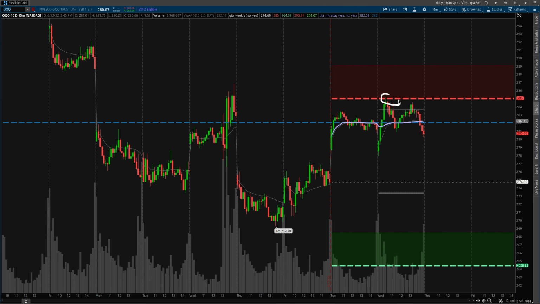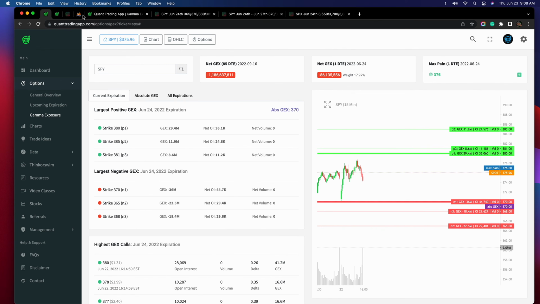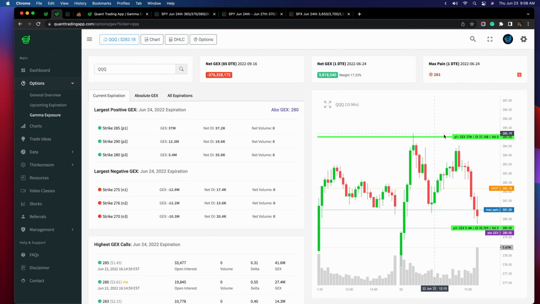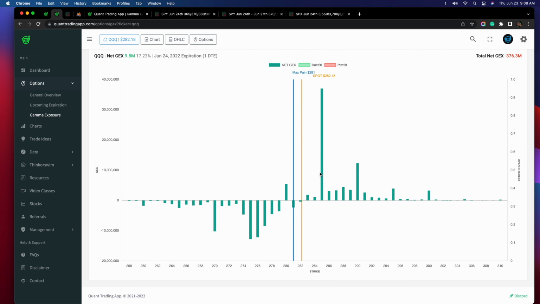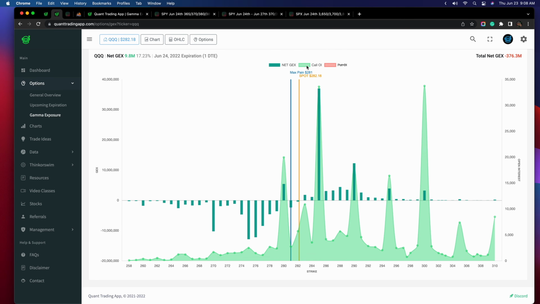We got up to 285. We were rejected right there. If we look at the GEX for the Qs, we can see 285 was a high gamma strike. As we come down, we can see 285 right here on the chart. The gamma shows how strong that level is as resistance, because inherently that's the way the GEX is going to work, as well as in conjunction with the high open interest levels.